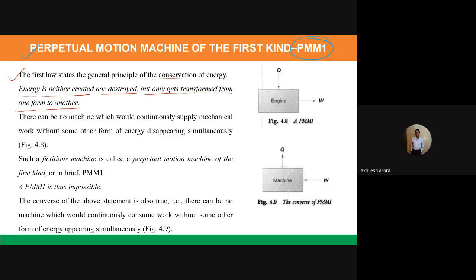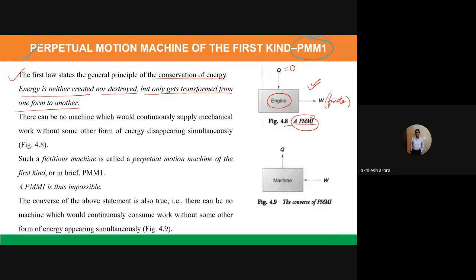Here, on the right hand side, there is a diagram of PMM1, perpetual motion machine of first kind. And here we have an engine which is shown. What is shown here is that this value of Q is actually equal to 0, meaning we are not inputting any heat energy into this engine, and still this engine is giving us some finite work. Is it possible? It is impossible. So that is why it is known as a PMM1, perpetual motion machine of first kind. That means it cannot exist actually.